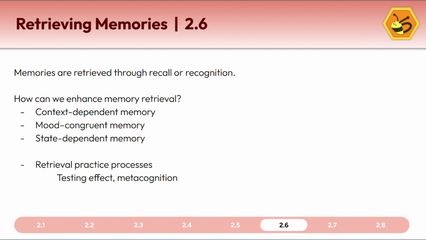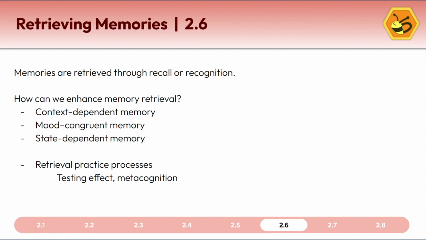We already talked a little bit about retrieval, but memories can be retrieved through recall or recognition. Recall is basically like an FRQ problem, where you have to come up with the answer without any hints, just from, I guess, raw memory is how I would describe it. Recognition is like an MCQ problem, where you have to be able to recognize the answer, but you're also given hints and context.